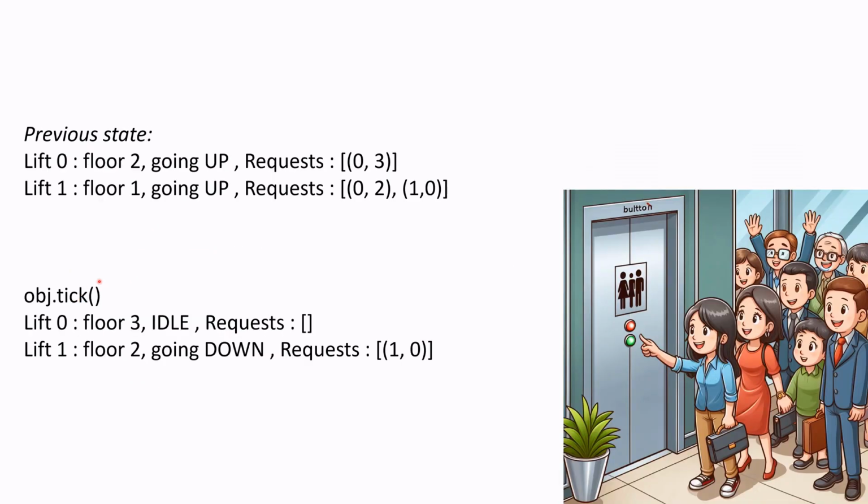Okay, let us see the last method call. Just to remind you of the previous state: lift 0 was at floor 2, it was going up and it was serving only 1 request. Lift 1 was at floor 1, it was going up and it was serving 2 requests.